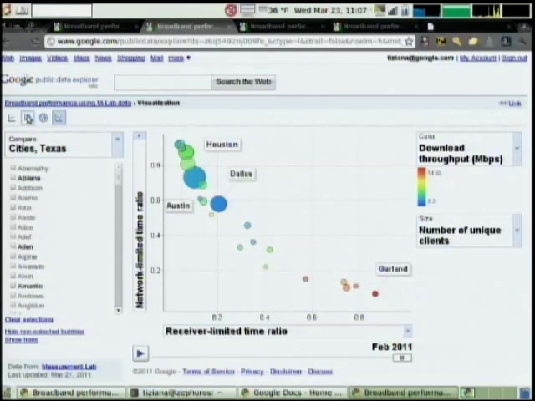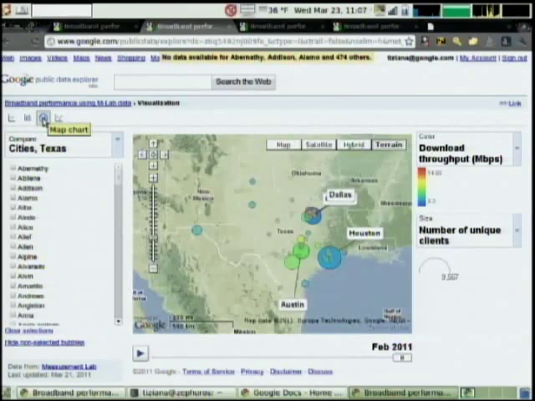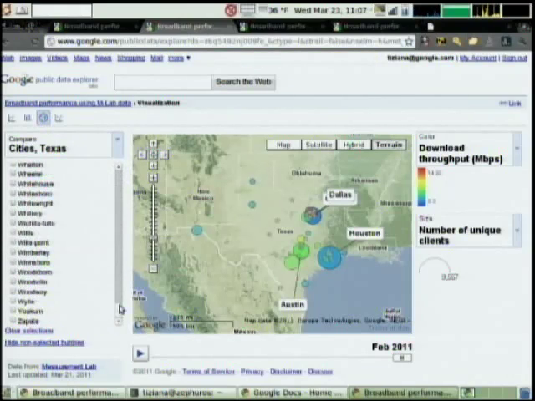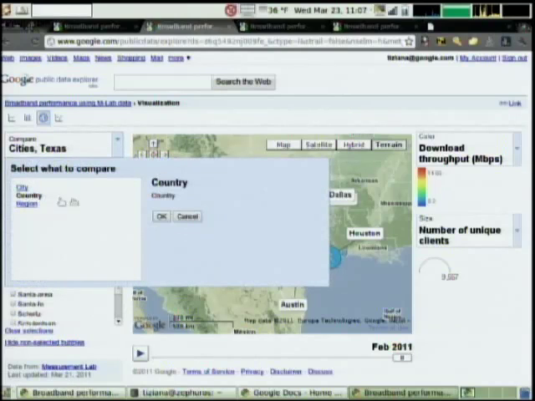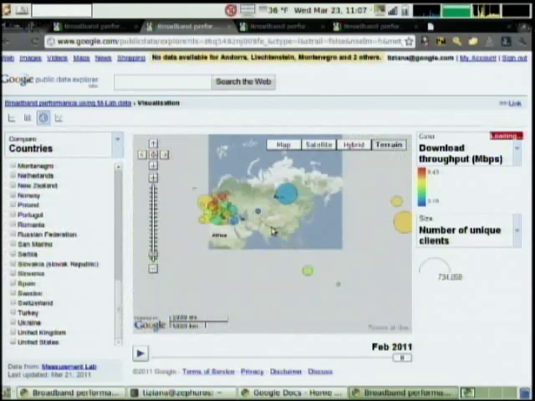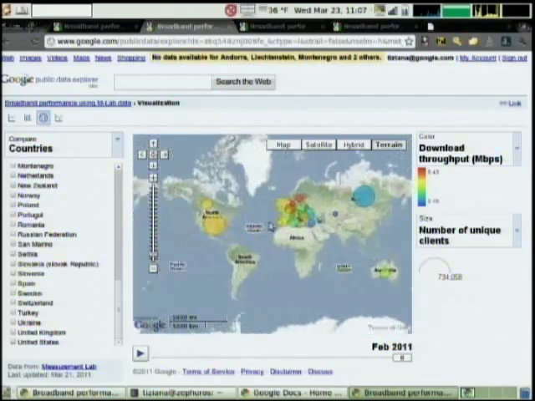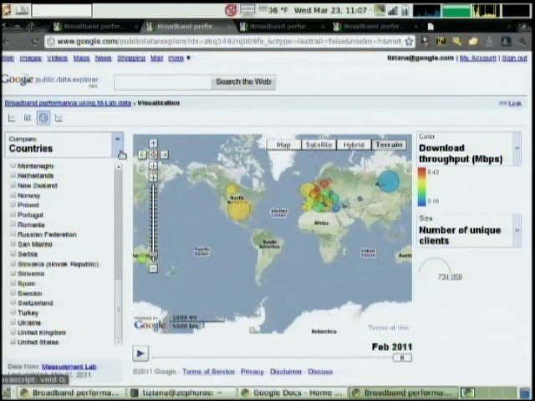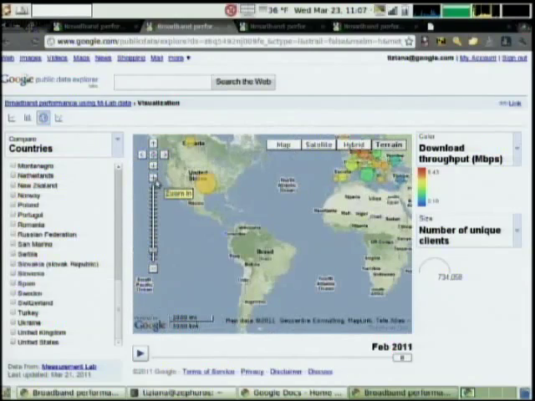Let's see, could we go back to the United States now and see what the U.S. looks like as a whole with regard to download speeds? I don't know about you, but this is the sort of thing where you could play for hours trying things out and seeing what they look like, and then trying to figure out what does it all mean.